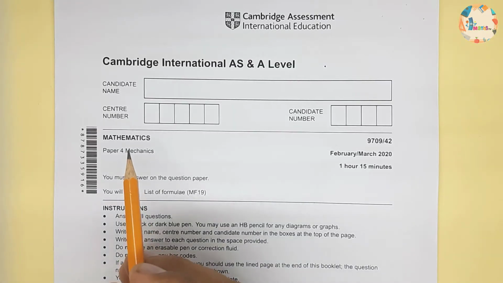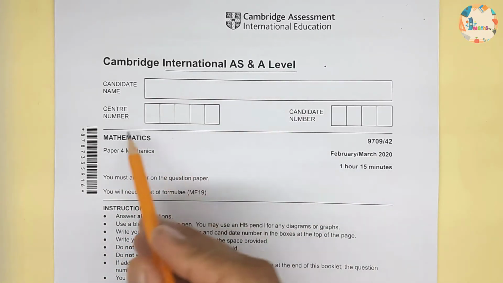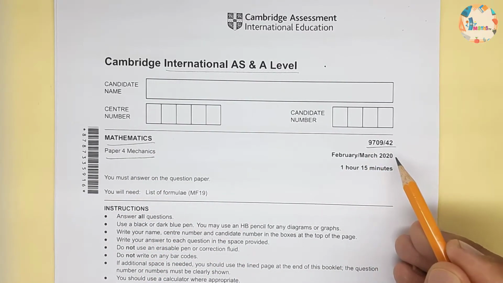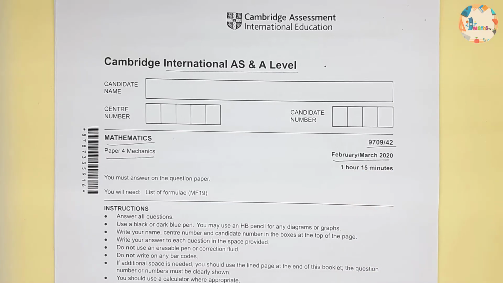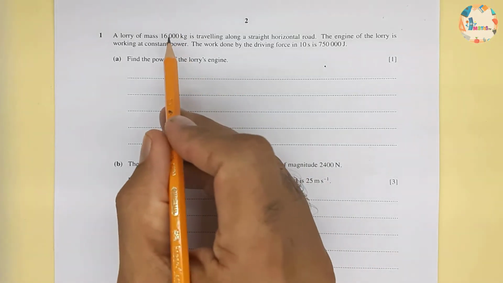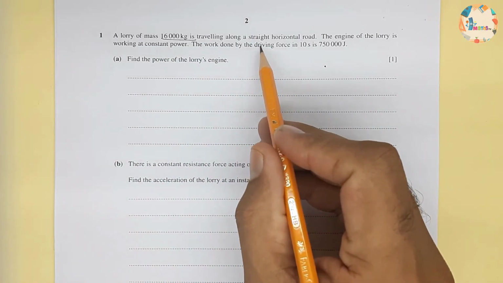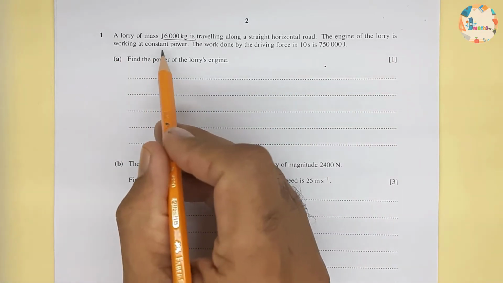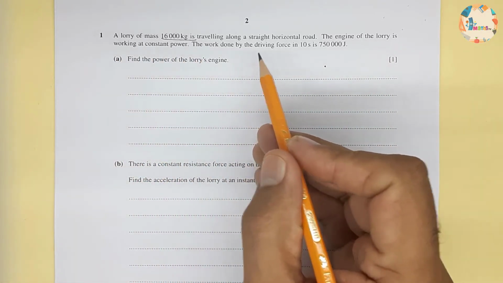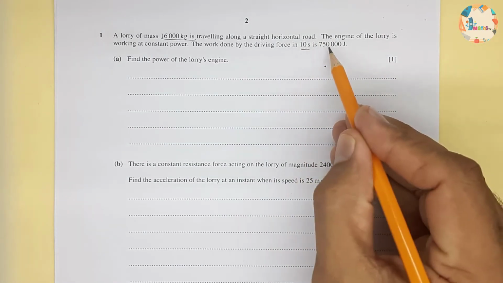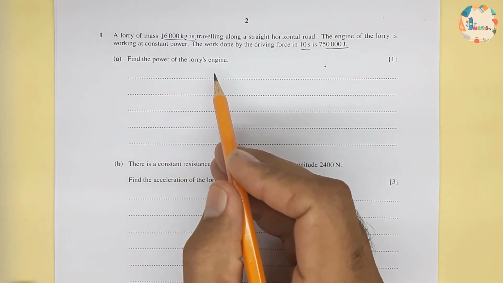Hello guys, today we'll be going through Cambridge International AS and A Level Mathematics Paper 4 Mechanics, 970942, Feb March 2020. Question number 1. A lorry of mass 16000 kg is traveling along a straight horizontal road. The engine of the lorry is working at constant power. The work done by the driving force in 10 seconds is provided, which is this one. Find the power of the lorry's engine.